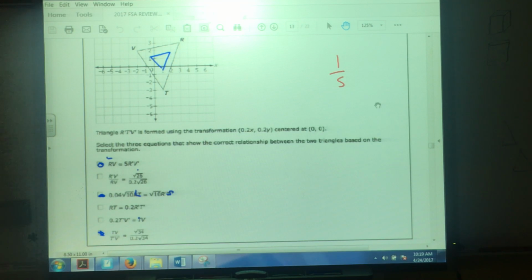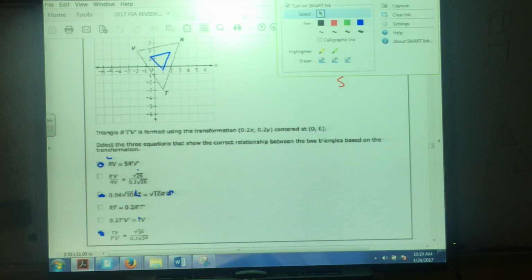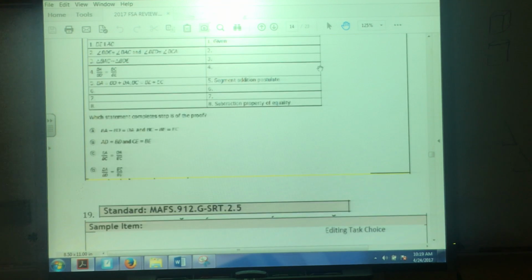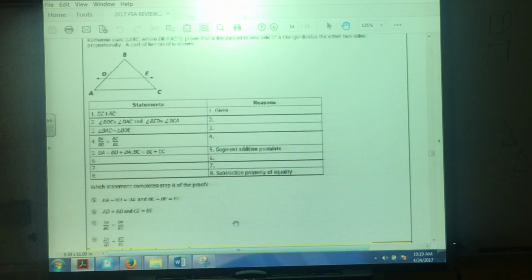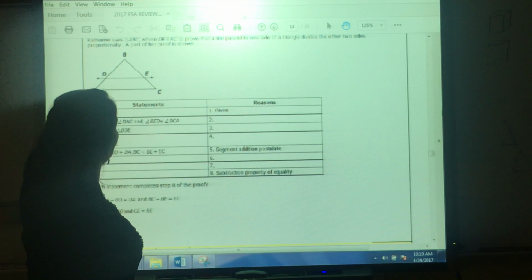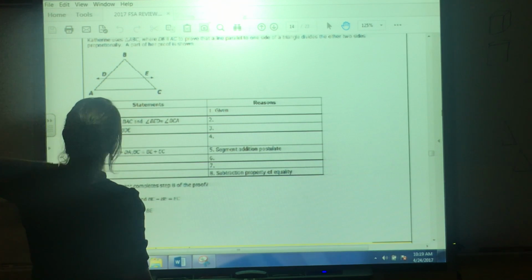I know, those are crazy looking, but don't let them scare you. Do what I just did. This one here is a little weird. Don't get nervous about this. Just know Catherine uses this triangle to show this.